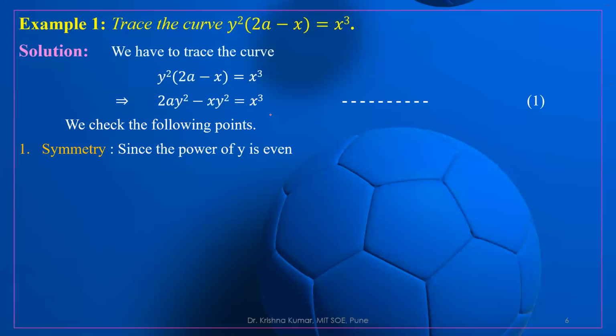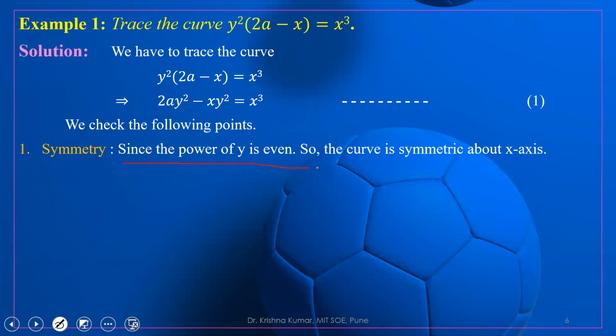So let us first take the symmetry. We have already seen six symmetries. Out of those, we will write only the symmetry for which the curve is symmetric. Otherwise, if we write all six, it will take more time. So no need to write down all the terms. We only write for which the curve is symmetric. Okay, so let us see the first one: check whether the curve is symmetric about the x-axis or not.